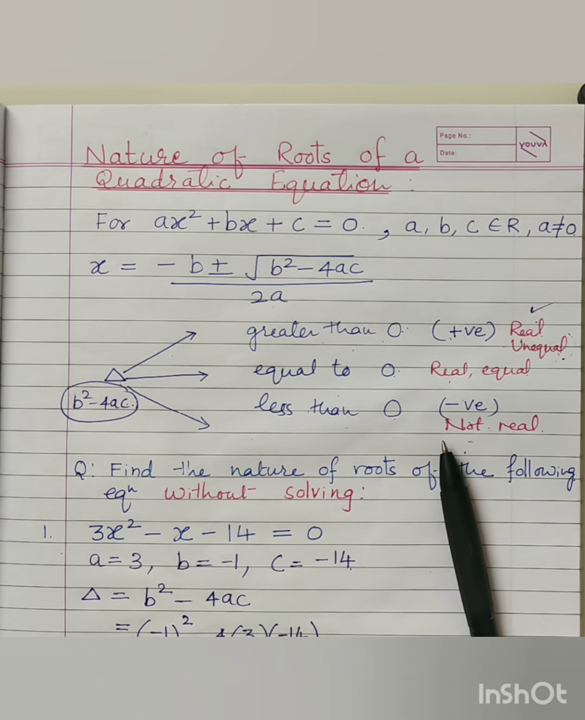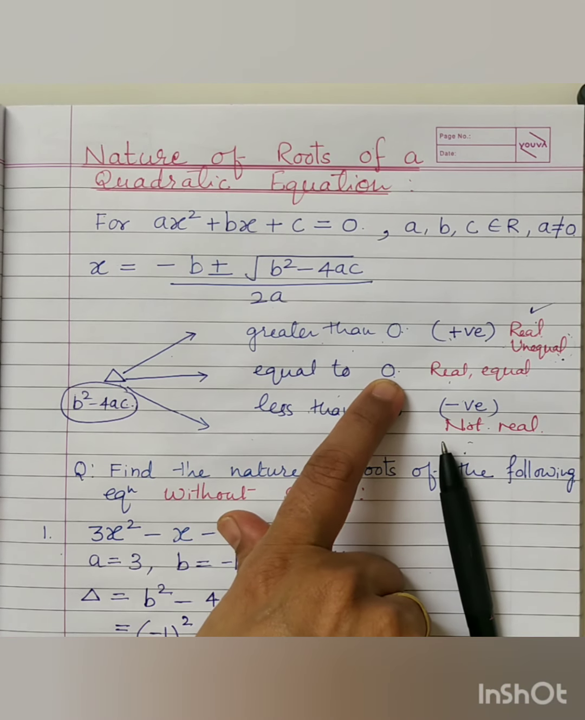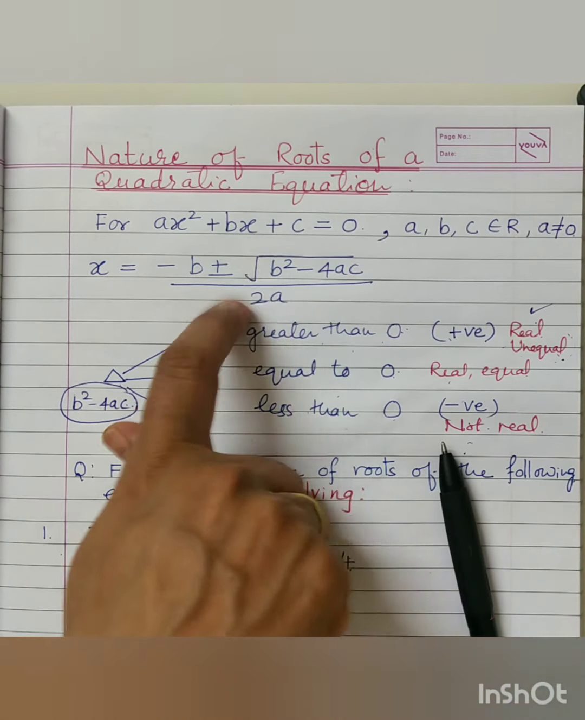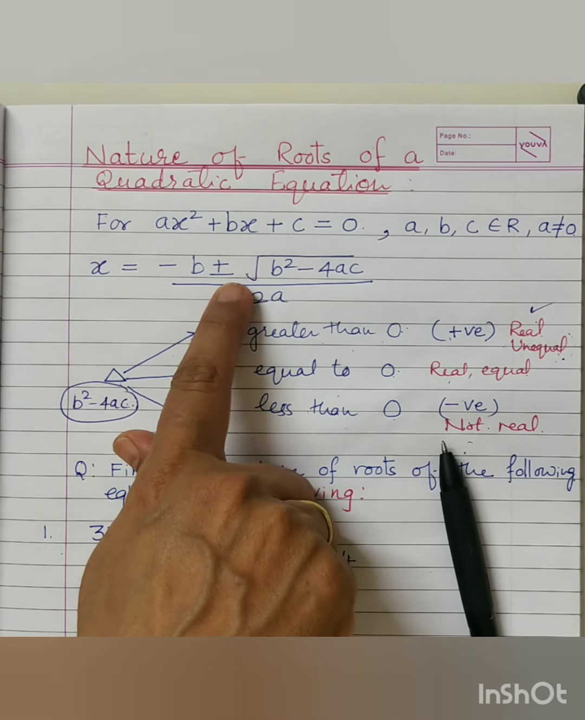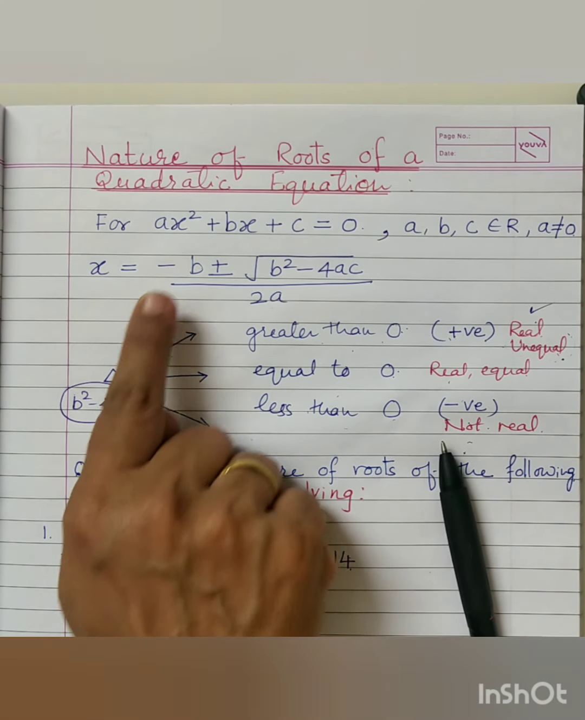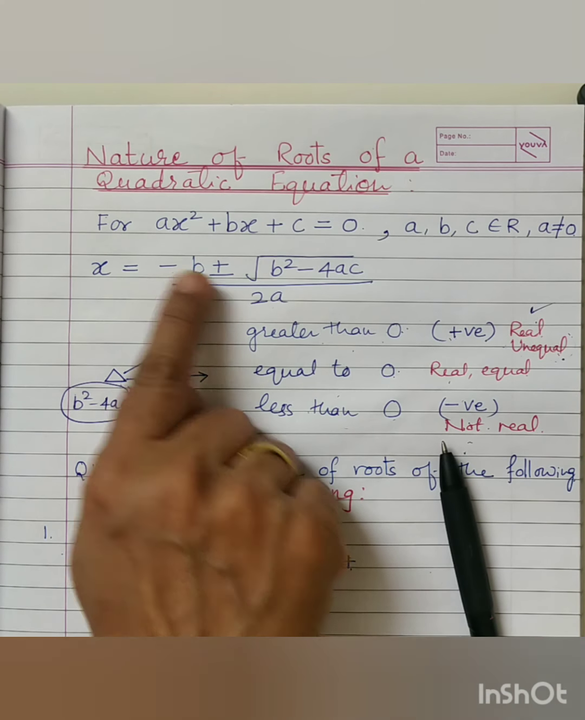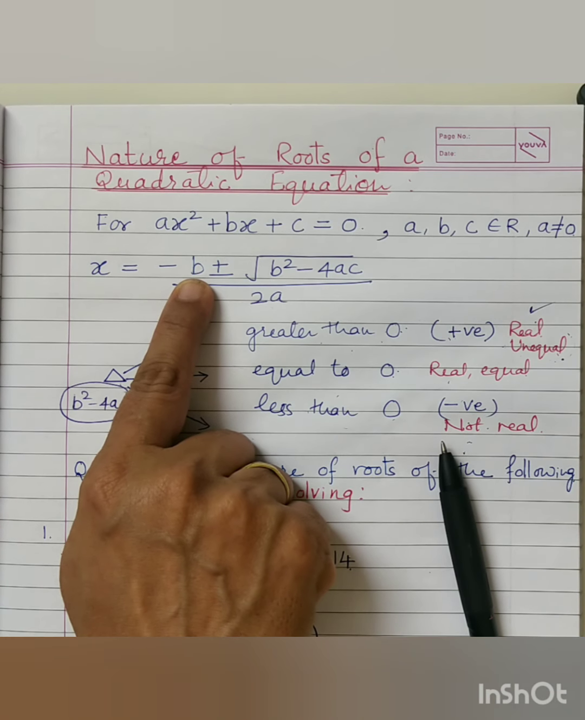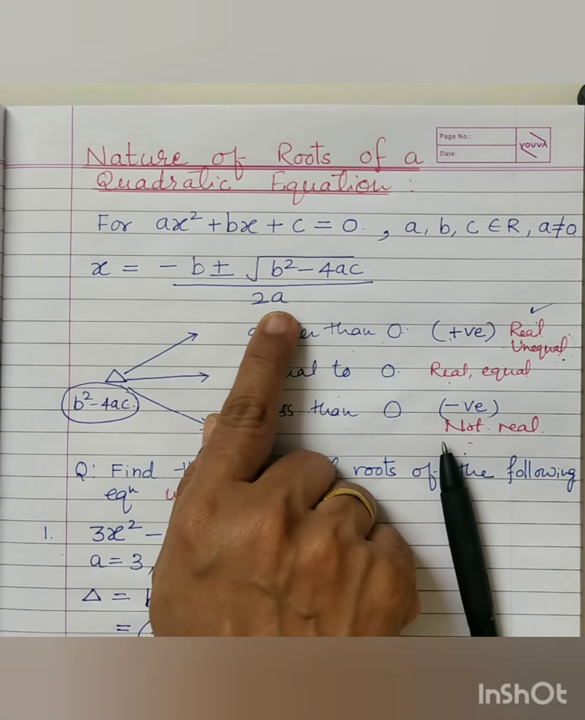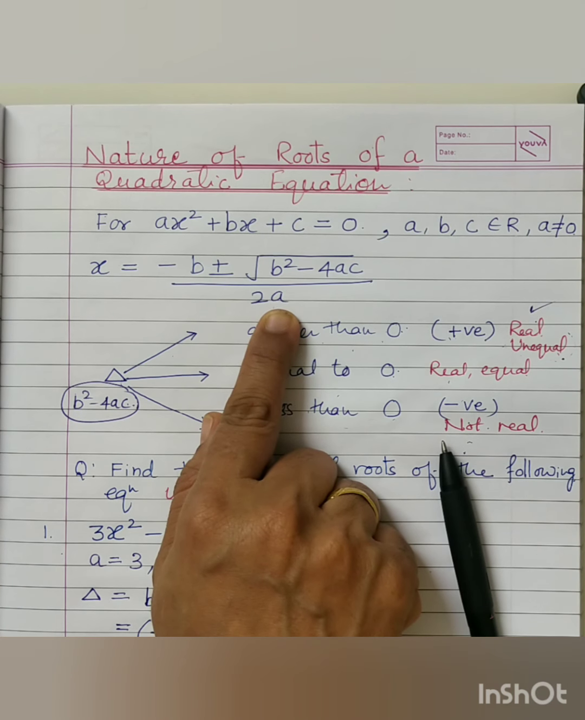What if the value of delta is 0? Under root of 0 will be what? 0. So you add or subtract 0. It will not make any difference. And simply the roots will be what? Minus b upon 2a. For a and b being real numbers, minus b upon 2a will also be a real number.